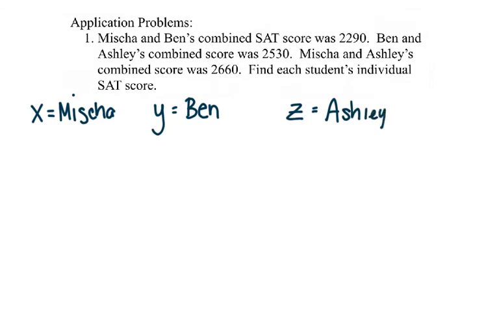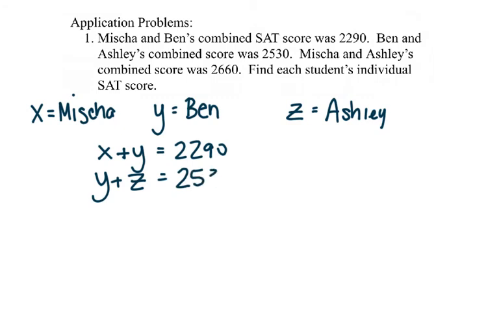So, if Misha and Ben's combined SAT score is 2,290, it's going like that. If Ben and Ashley's combined score is 2,530, it looks like that. And then if Misha and Ashley have a combined score of 2,660, here is your system of equations to solve. Okay, so I'm going to let you pause the video and try it, and then I'm going to give you the answer.